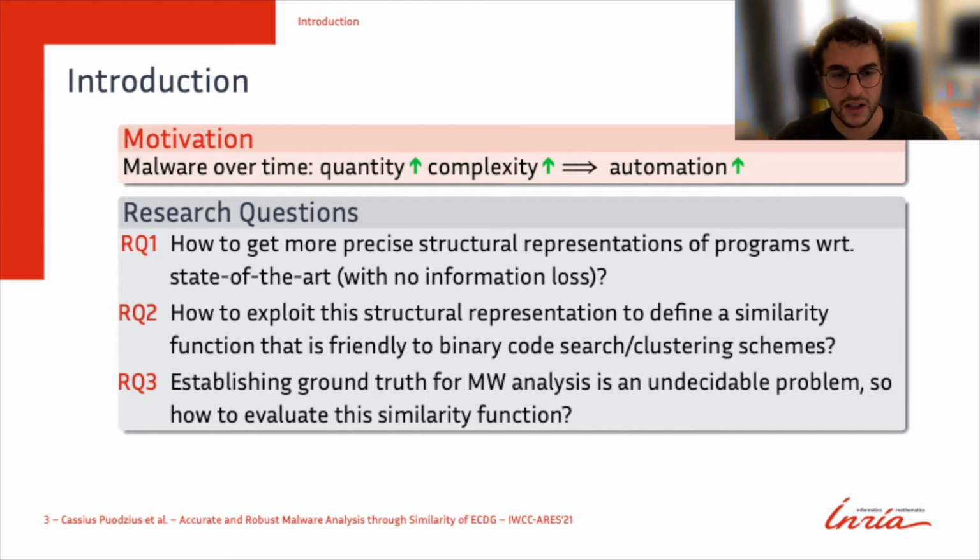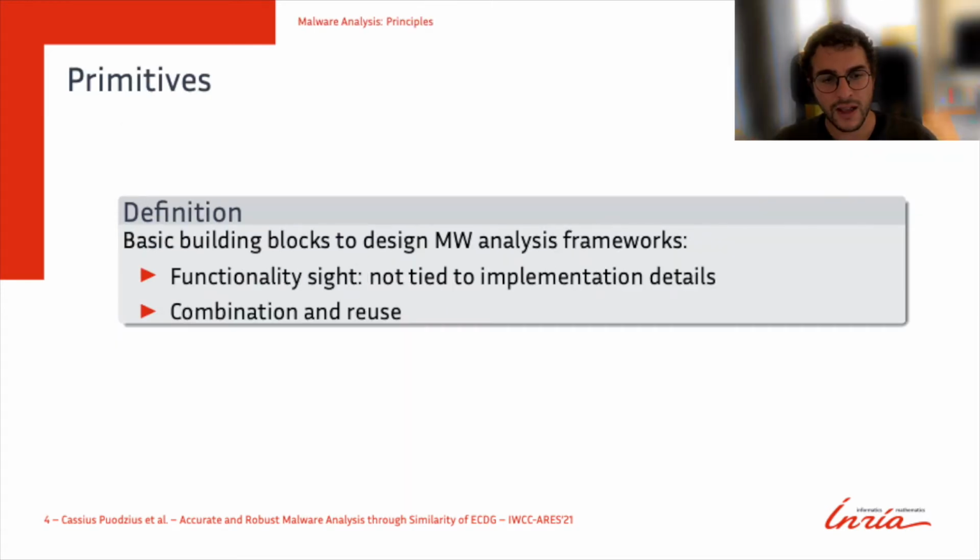1. How to get more precise structural representation of programs with respect to the state of the art. 2. How to exploit these structural representations to define a similarity function that is friendly to binary code search and clustering schemes. 3. How to evaluate this similarity function, knowing that establishing ground truth for malware analysis is an undecidable problem. Before tackling the core aim of the work, we revisit some principles related to malware research.